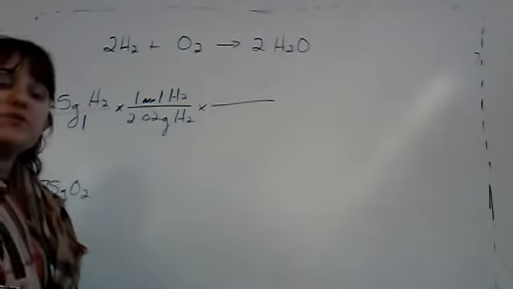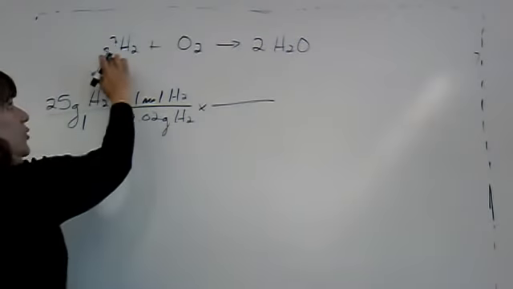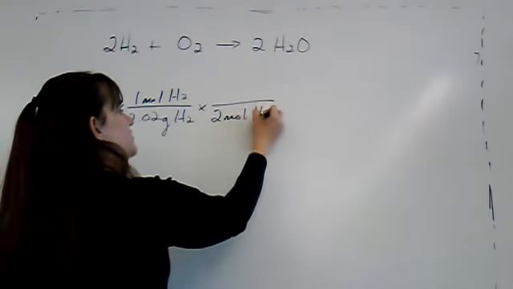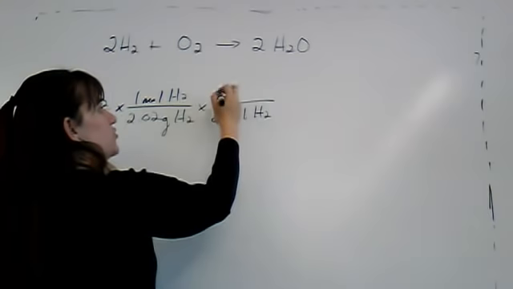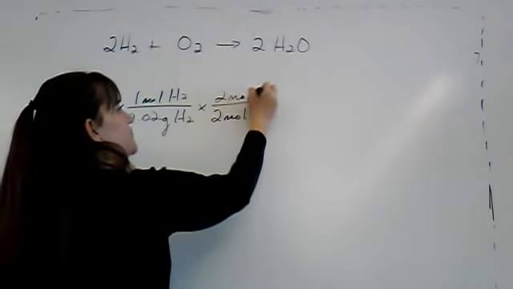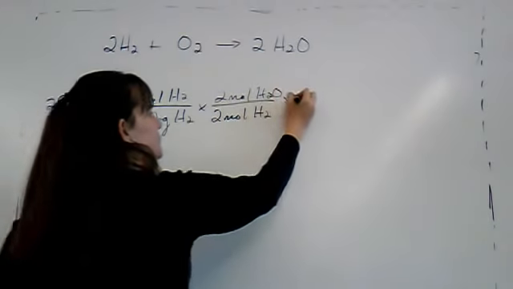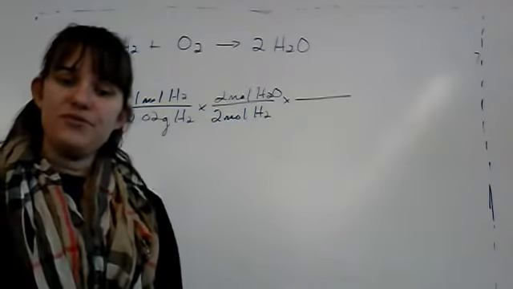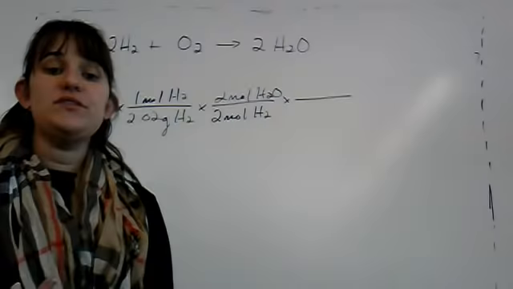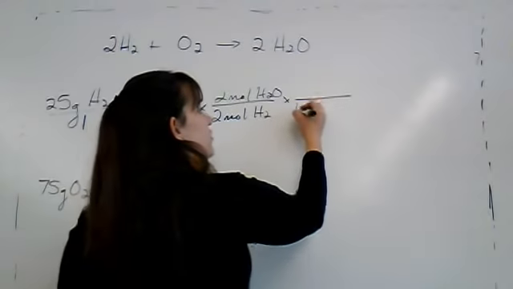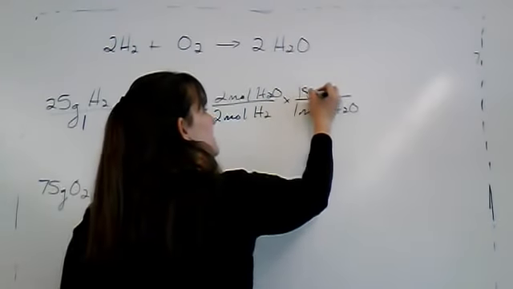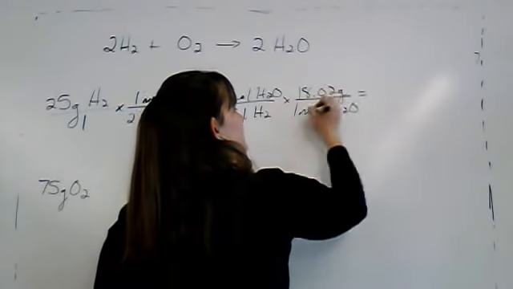Now that we're in moles, we can use our mole ratio. Coefficient on hydrogen is 2, so for every 2 moles of hydrogen, we get 2 moles of water. Alright, last step is desired units. They asked us how many grams of water we can make, so we're going to be using our molar mass. For every mole of water, we have 18.02 grams of water.